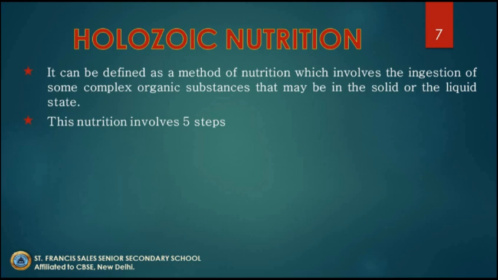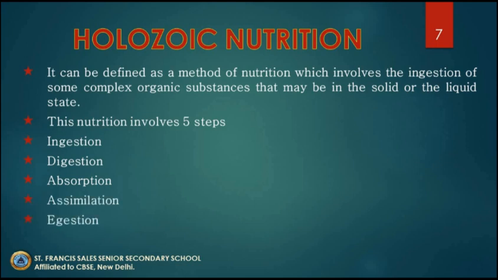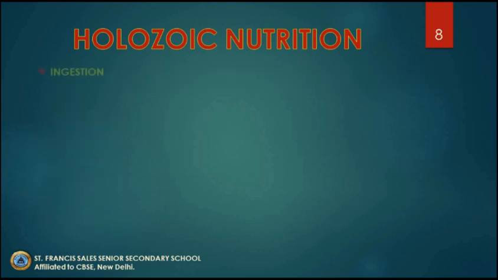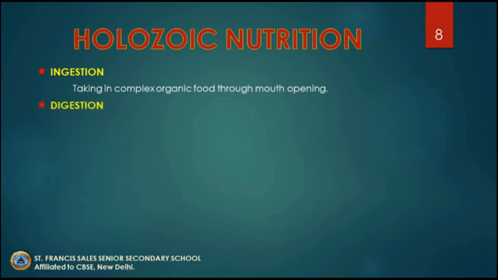So holozoic nutrition involves mainly 5 steps. They are ingestion, digestion, absorption, assimilation, and egestion. And these 5 steps should take place one after another. That's very, very important. First one, ingestion. That means the method of taking the food, taking in complex organic food through the mouth opening.